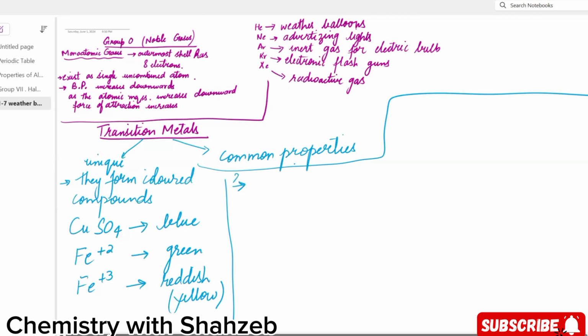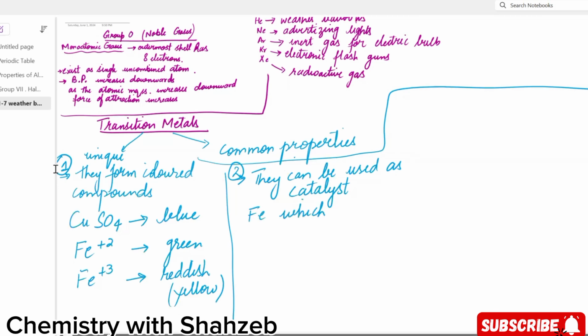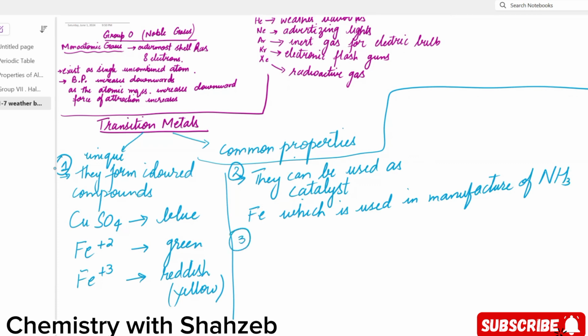The second unique property is that they can be used as a catalyst. For example, we have iron, which is used as a catalyst in the manufacture of ammonia, ammonia gas. Okay.